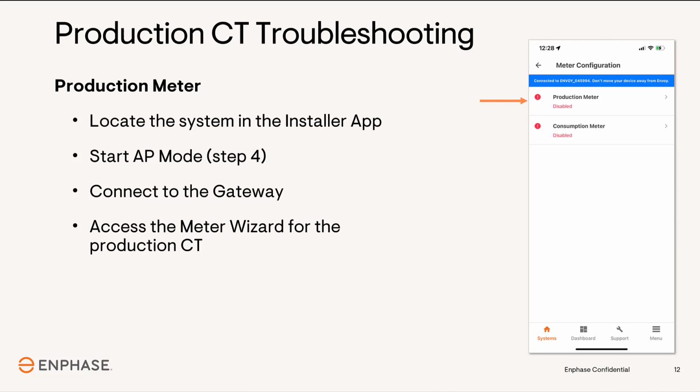Once you're on site, start by opening the Installer app and finding the site you want to troubleshoot. Start AP mode on the gateway and connect your phone to it. Once connected, go to the meter configuration, tap on the production meter, and launch the meter wizard. If the meters were already enabled, you may have to disable them by swiping left on the meter you're working on and starting the wizard again.